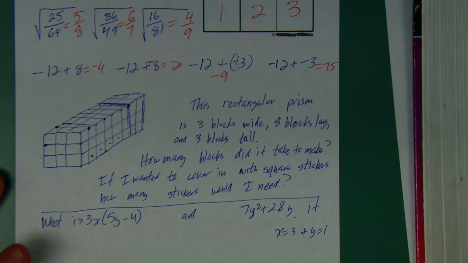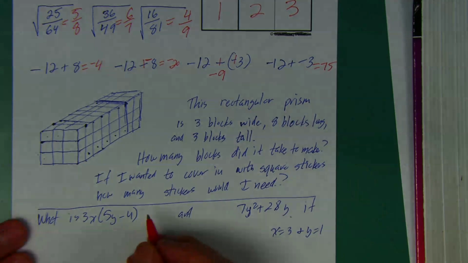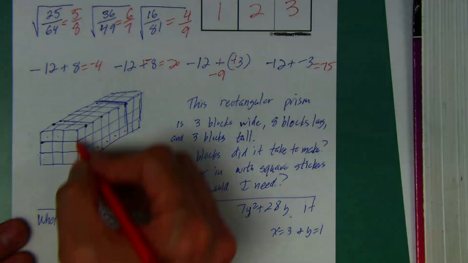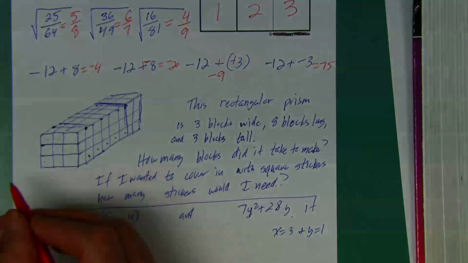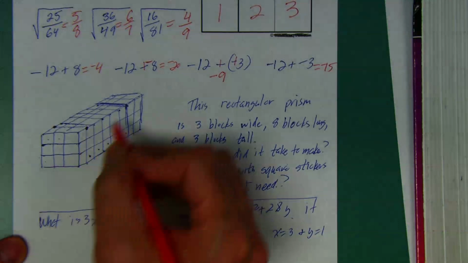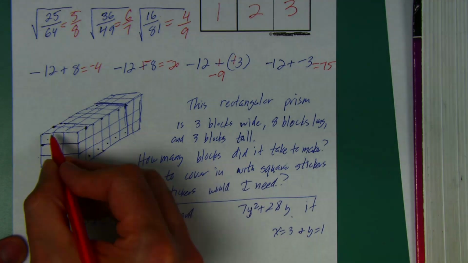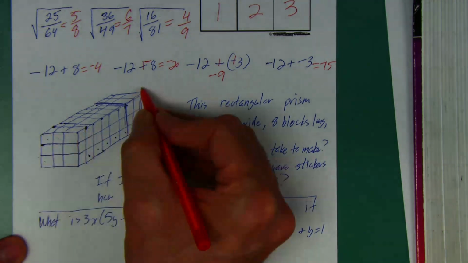All right, rectangular prism. Here's the way I look at it. Okay? When you have a 3-dimensional object, 3D, right? It has a length, it has a width, it has a height. If the sides are straight up and down, right angles, then you can get the area of the top and multiply it by how tall it is. Now the area of this top is 3 times 8.